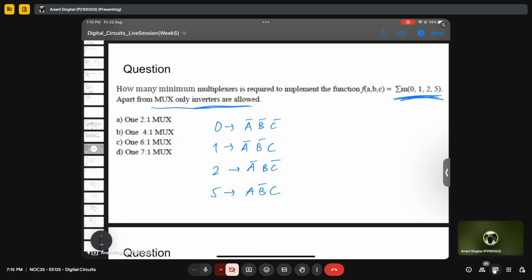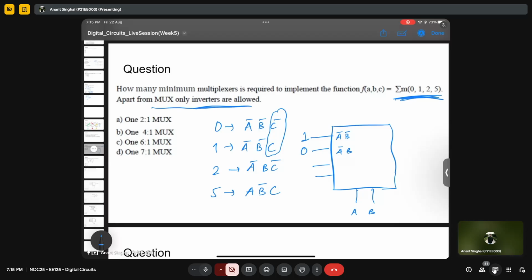So it says only inverters are allowed. So let me take a 4 cross 1 then, because no extra logic function is allowed. So let's say this is AB. So this will be A bar B bar, right? And A bar B bar contains both C and C bar. So if I make 1 here, the second is A bar B, which is nothing. So I'll put 0 here. Did I write correctly? 0, 1, 0. A bar B.